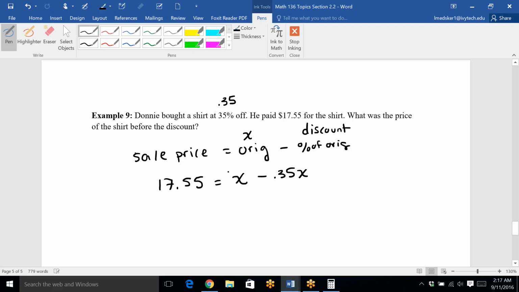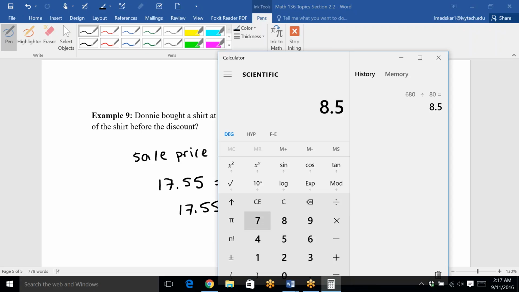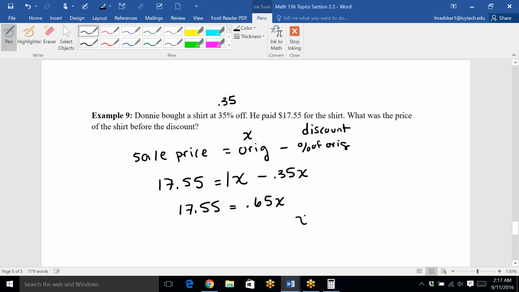And then we would add those or subtract those together on that side, which gives us 0.65X, and divide 17.55 by 0.65. And it looks like the original shirt cost $27 before it was discounted. Okay, that's the end of this video.